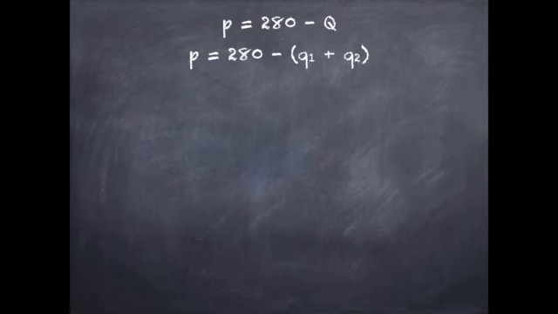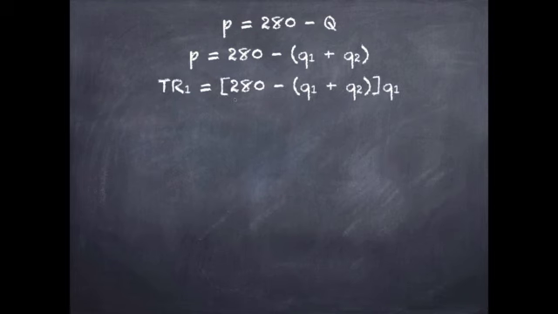Now, we're concerned with the reaction functions, so that's what we're going to be getting here. One of the things we need to know is the total revenue. If we want to take a look at firm 1, for example, we would take the price and multiply by the quantity produced by firm 1. That will give us our total revenue function. So here we have total revenue for firm 1.